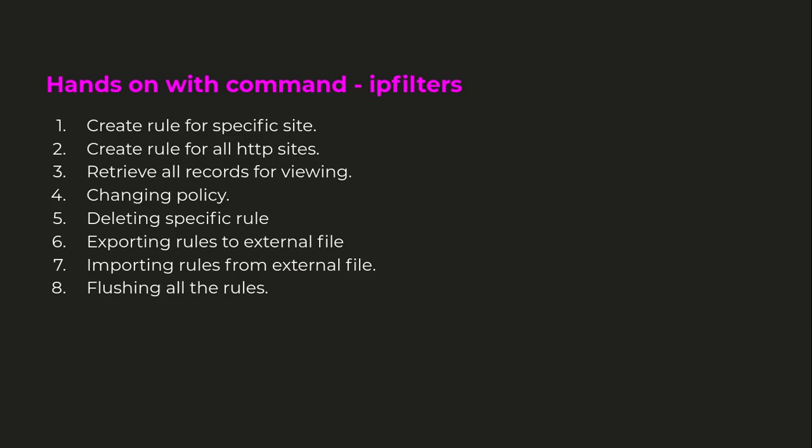We can do some hands-on like creating rules for blocking a specific site, or creating a rule for blocking all the HTTP sites, or retrieving all records for viewing purposes, or changing the policy at chain level, or deleting a specific rule, or exporting the rules to an external file, or importing rules from an external file. Let's say we want to flush all the rules from the table, so that we can do also. So these are the hands-on exercises that we are going to do in this video.